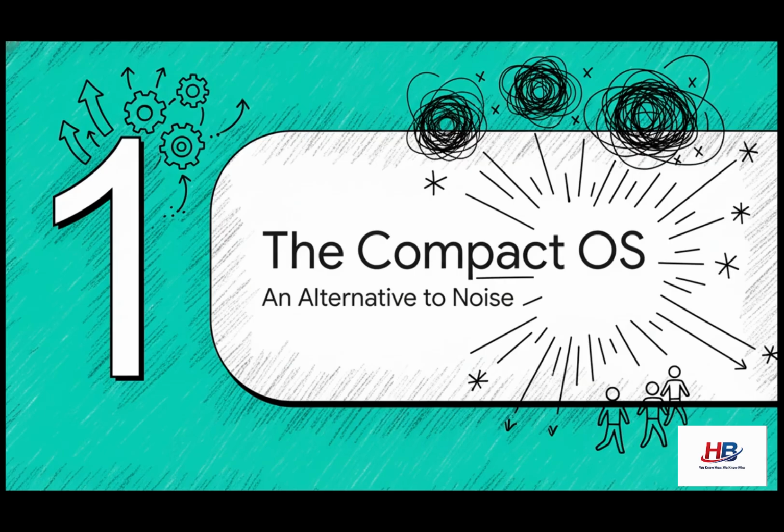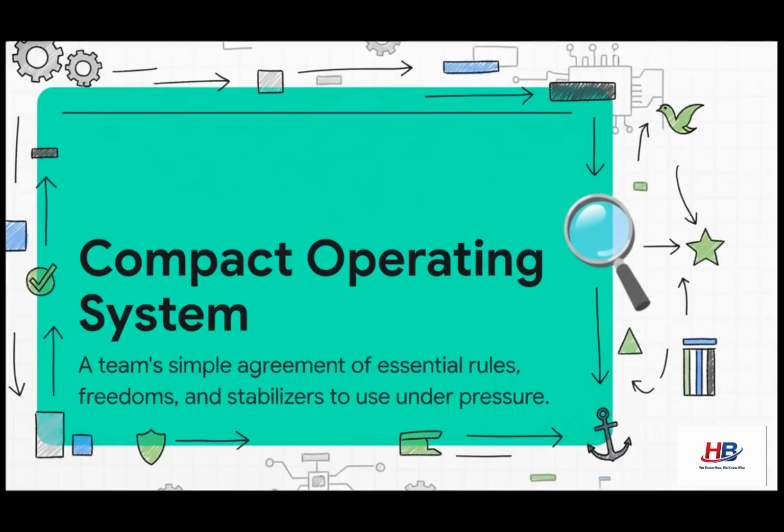How do we actually get to that clear agreement? Well, the answer is something called a compact operating system. And it's a framework that's been designed from the ground up to be the total opposite of all that noise and bureaucracy that just grinds great teams to a halt. Just think about that name for a second, a compact operating system. It's such a perfect analogy, right? It's just like the operating system on your phone or your computer. You don't actively think about it. It just runs quietly in the background, making sure everything else works smoothly. And that is exactly what this kind of system does for a team, especially when the pressure's on.